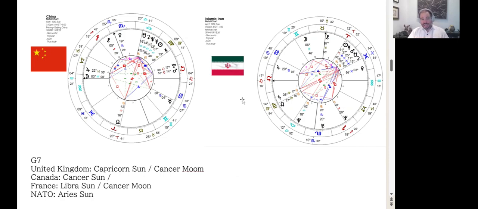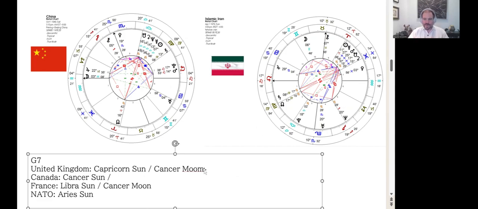And if we look at the G7, all the leading countries, this kind of superpower, the United Kingdom is a Capricorn Sun, Cancer Moon, not mom, but moon. Canada is a Cancer Sun. France is a Libra Sun, Cancer Moon. And another Aries is NATO. So the European Union is Scorpio, fixed. But NATO is Aries.